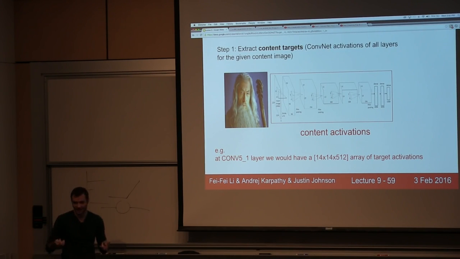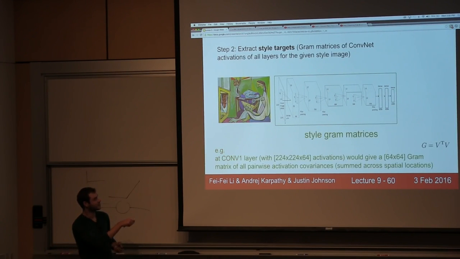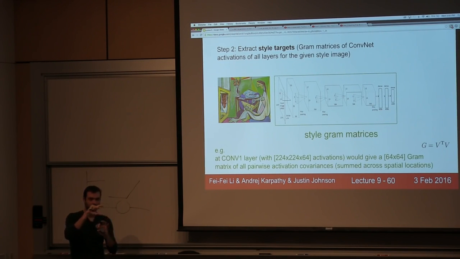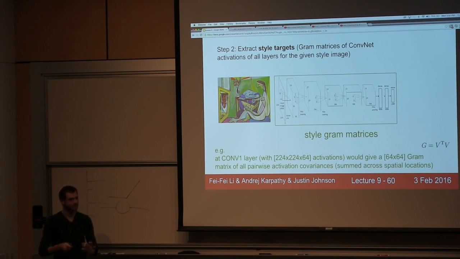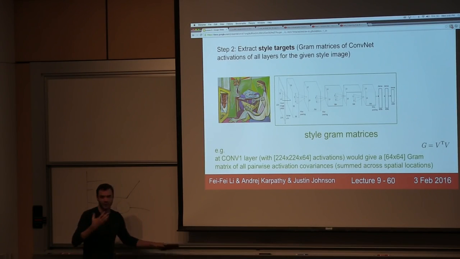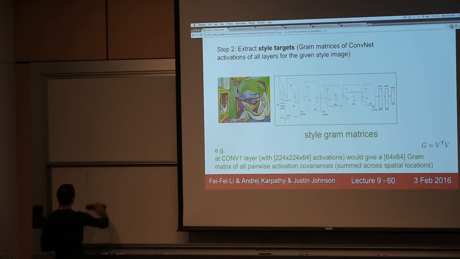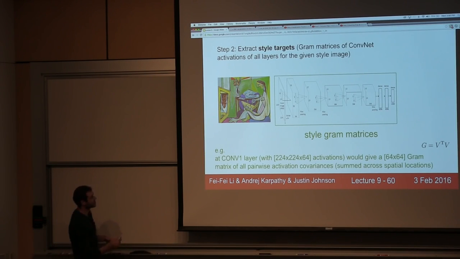Now, to extract the style, we're going to take the style image and pass it again through the ConvNet. But instead of keeping track of the raw activations, what the authors of this paper found was that a very nice statistic of the style is not in the raw activations, but in their pairwise statistics. So we're going to form all these outer products, basically covariance matrices that are spatially invariant, in the ConvNet. I have to draw this out because it's kind of confusing.